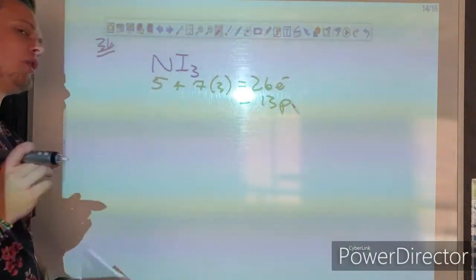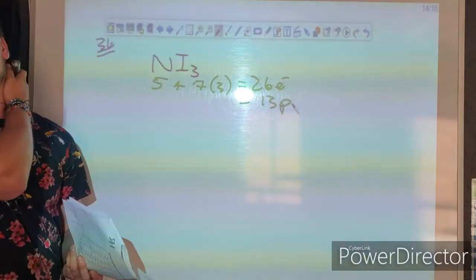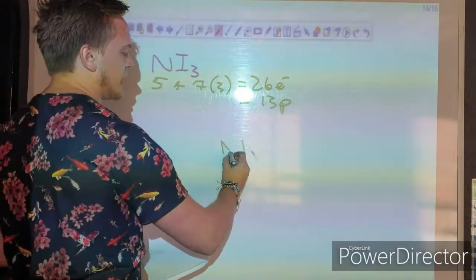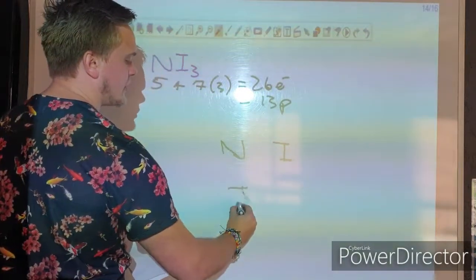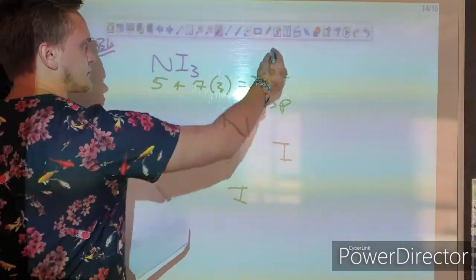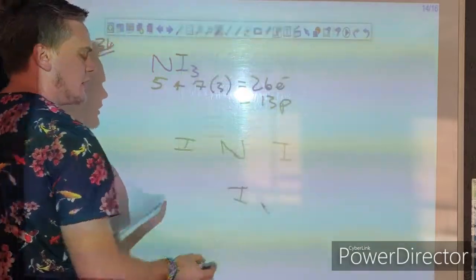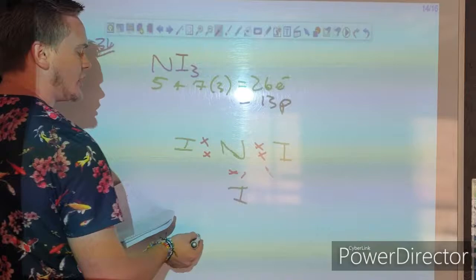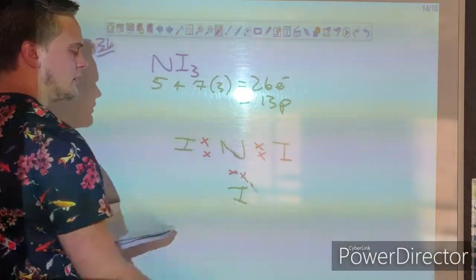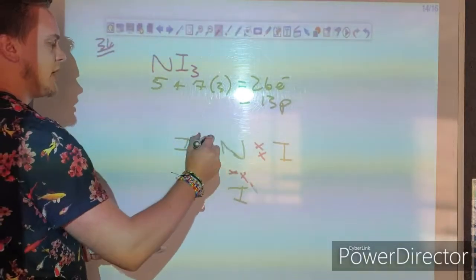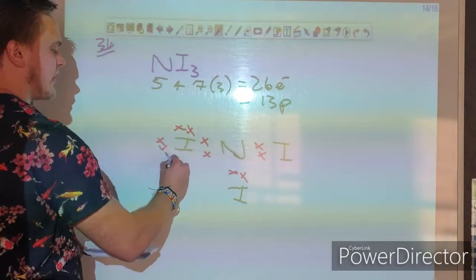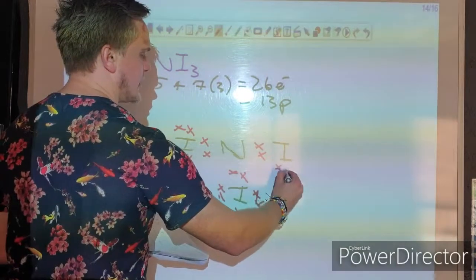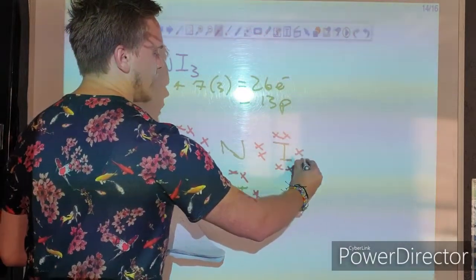Then remember, the element with the lowest electronegativity will be in the middle, since it will not make sense to have 3 iodines in the middle. And then we just pack the electrons first between the different bonds, and then you octet the outside elements. So we have 3 pairs already, 4, 5, 6, 7, 8, 9, 10, 11, and 12.